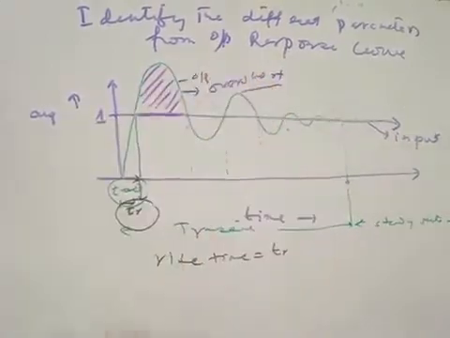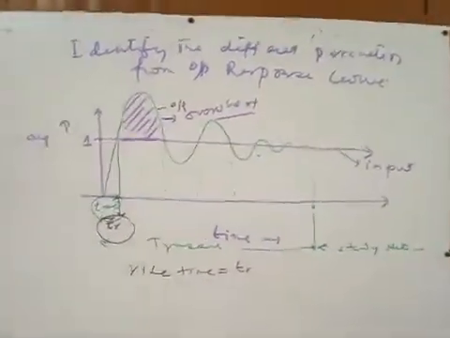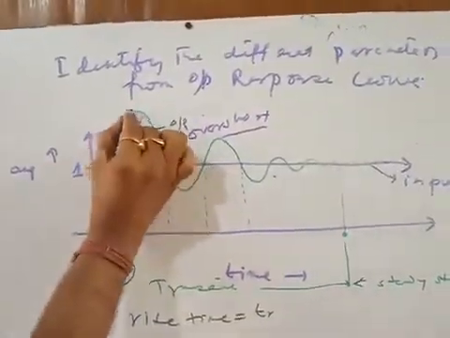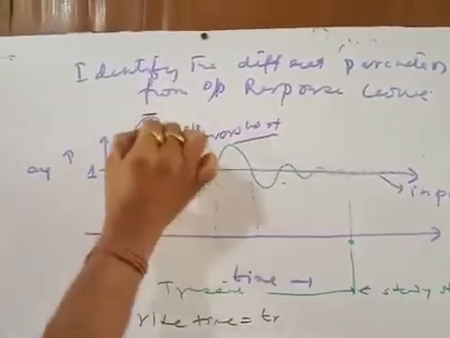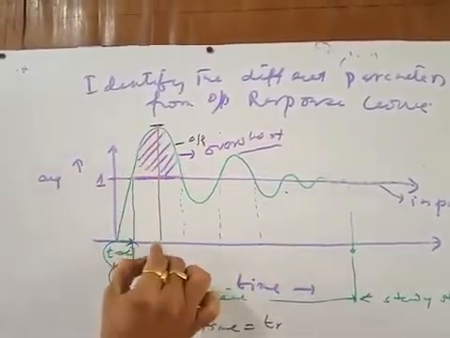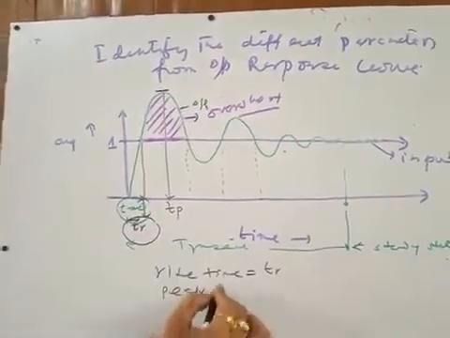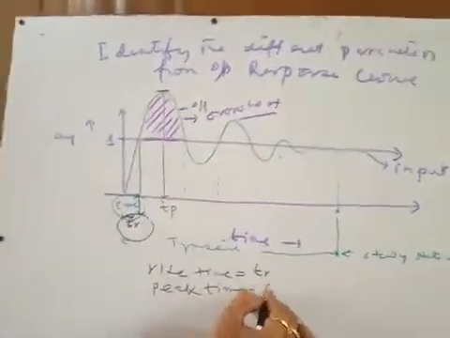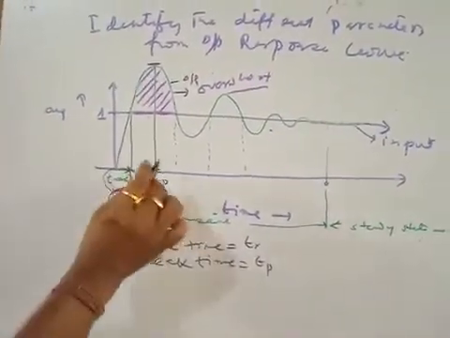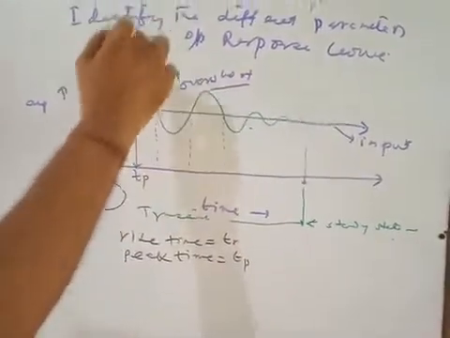Overshoot means the output curve exceeds the desired value. So this is the maximum value, the peak value of the oscillation. This is one time only. This is known as peak time. Peak time is equal to TP. That is a single value of time when the output curve reaches its maximum value.